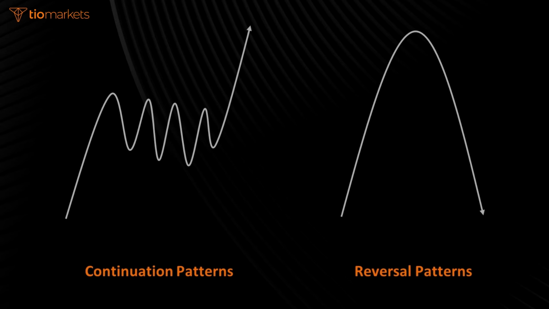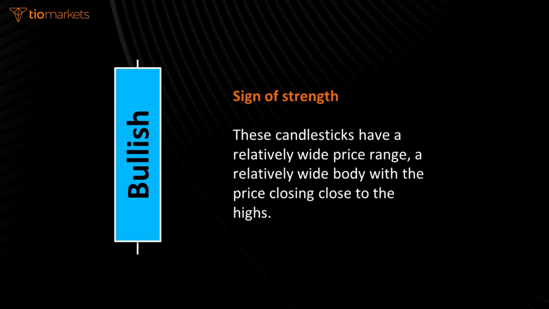I will start with some bullish formations and then move on to the bearish ones, but they are just the inverse of each other. This is a sign of strength. These candlesticks have a relatively wide price range, a relatively wide body, with the price closing close to the highs. This also indicates that volatility or momentum picked up.